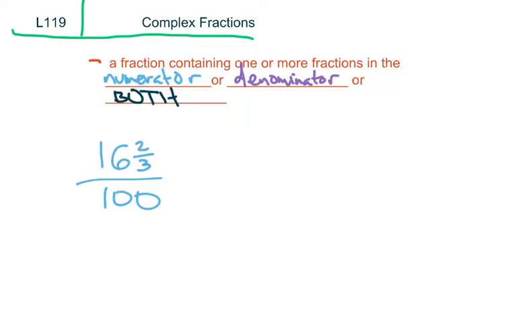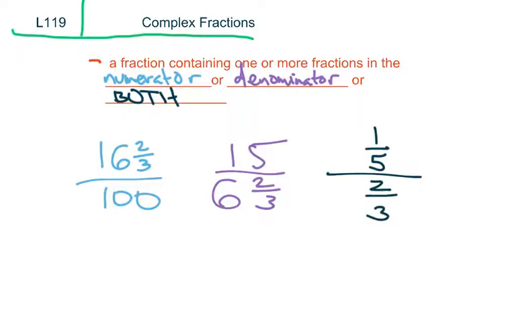Let's focus on what would be an example of one in the denominator. What if I had 15 over 6 and 2/3? This is considered a complex fraction. Why? Well, because there's a fractional form in the denominator. And then, how about this one? 1/5 over 2/3. Again, clearly we see a fraction in both the numerator and the denominator.